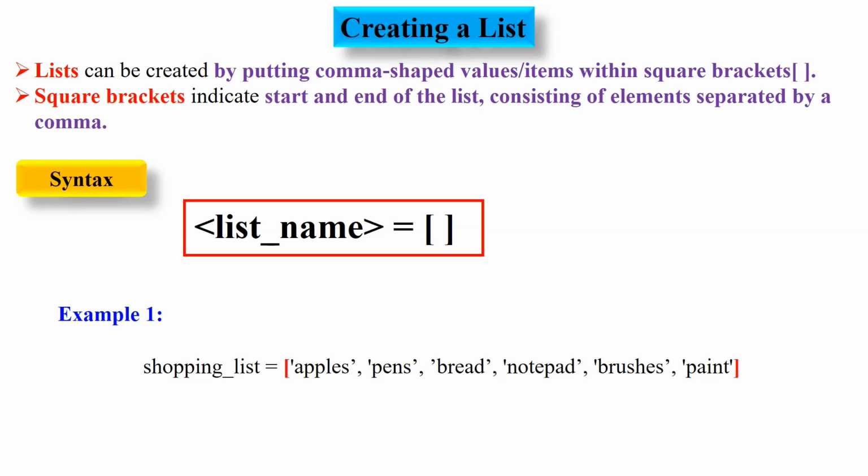Let's see an example. shopping_list equals open square brackets, apples, pens, bread, notepad, brushes, paint, close square brackets. In this example, we have a shopping list having 6 items, apples, pens, bread, notepad, brushes, and paint, separated by commas and enclosed in square brackets.